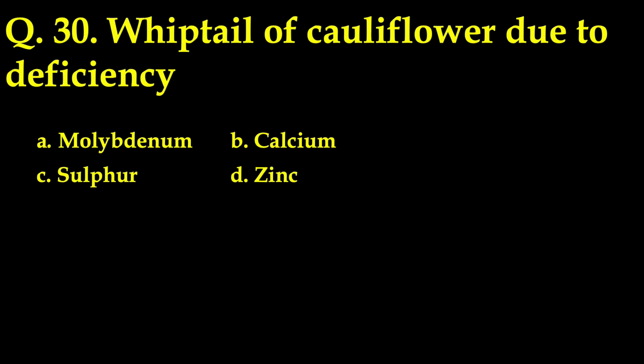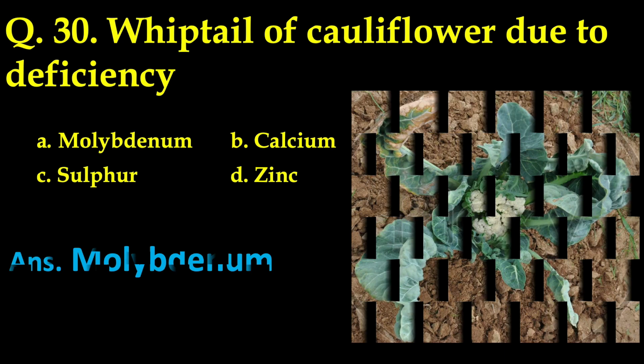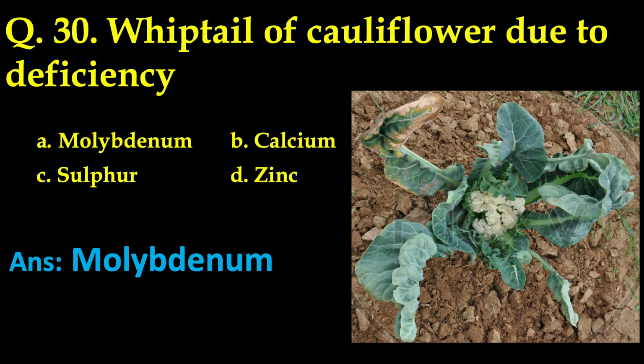Next question was on whiptail of cauliflower, which is due to the deficiency of molybdenum, calcium, sulfur or zinc. The correct answer is molybdenum.